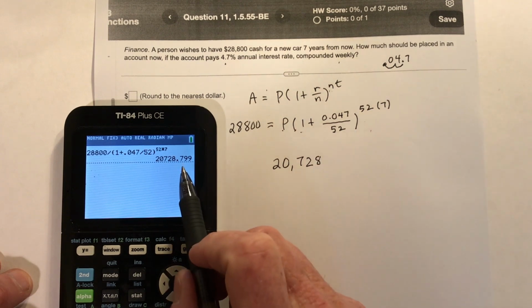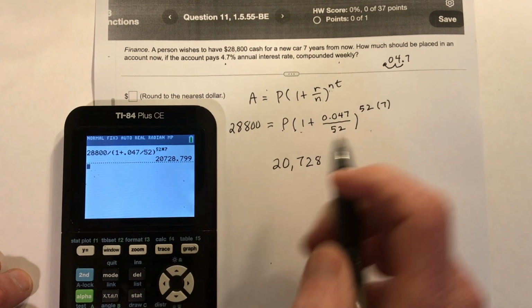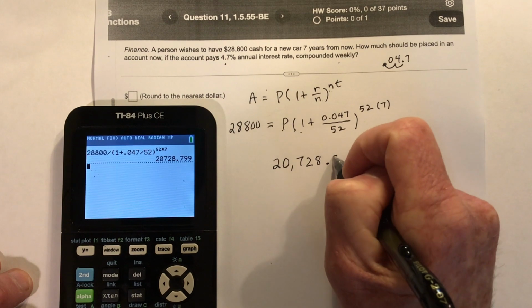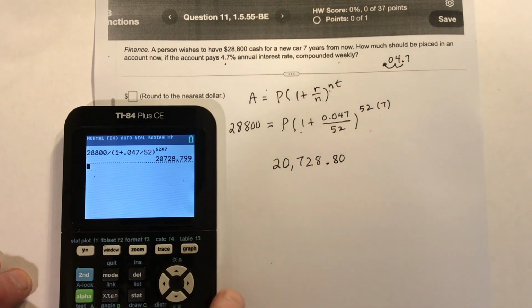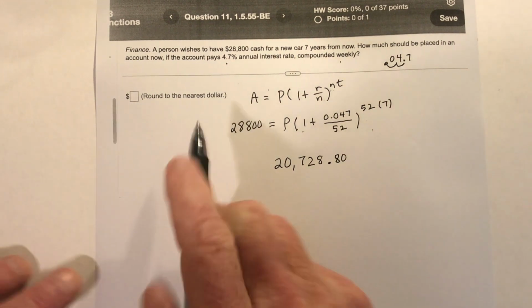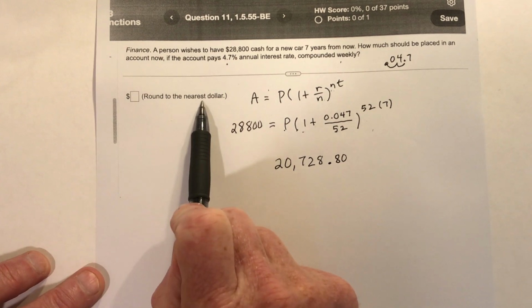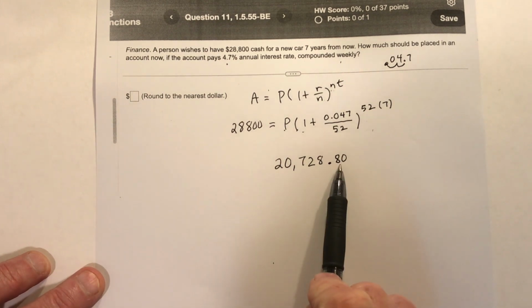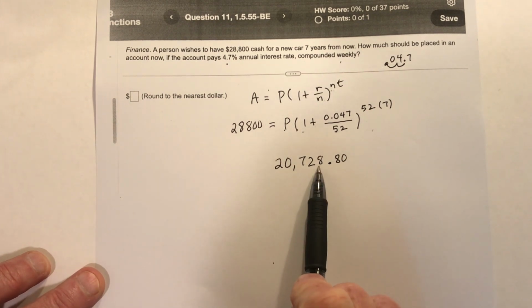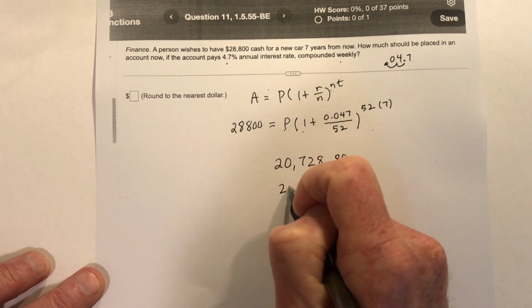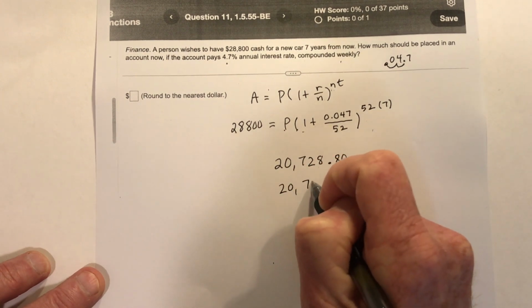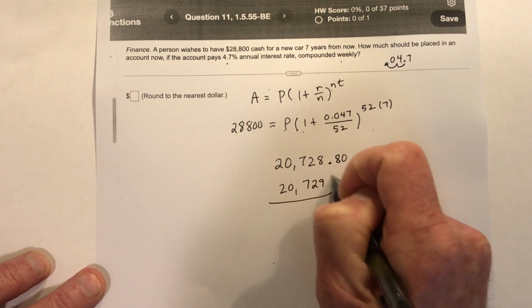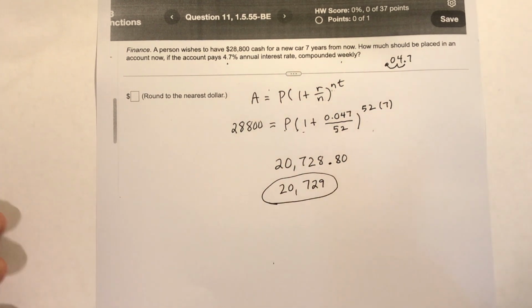$20,728, and then this would need to be rounded, it's 80 cents. And then do pay attention to this. They said round it to the nearest dollar. So the 80 cents is actually going to round this up to a 9. So $20,729 is what should be put in the bank today.